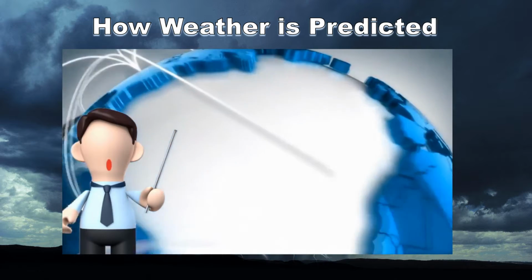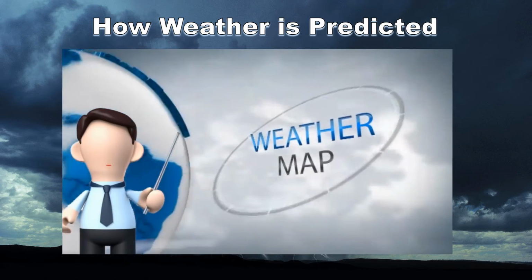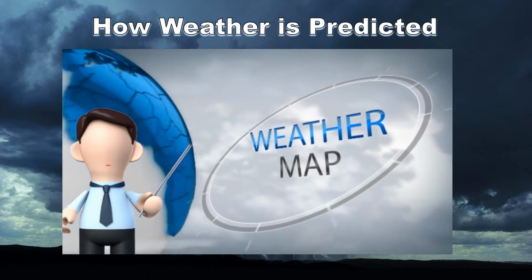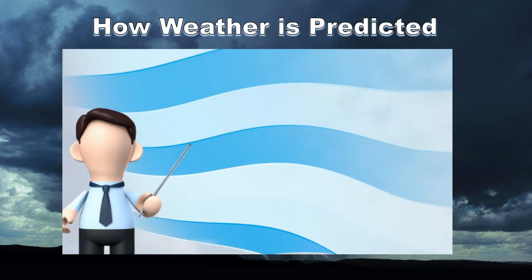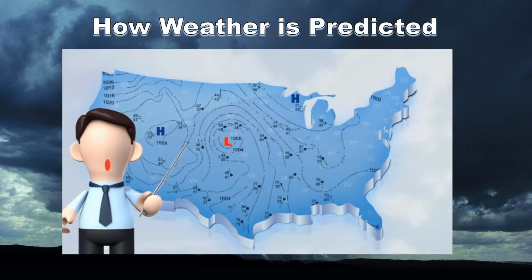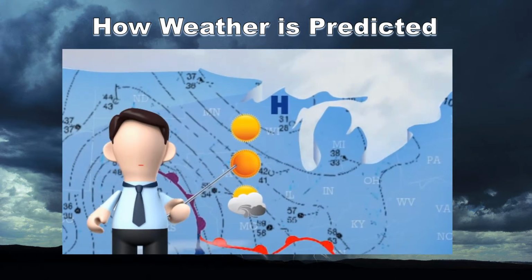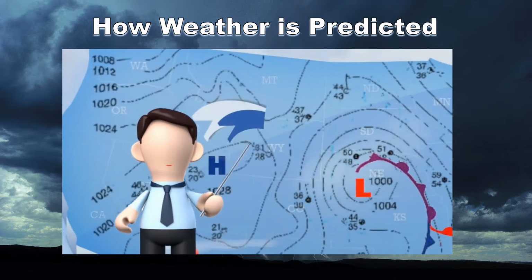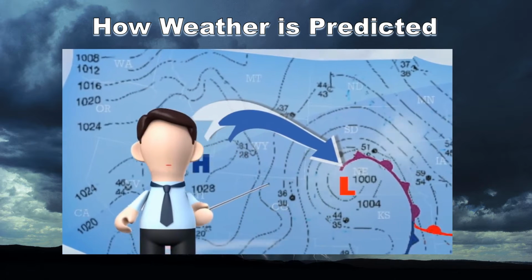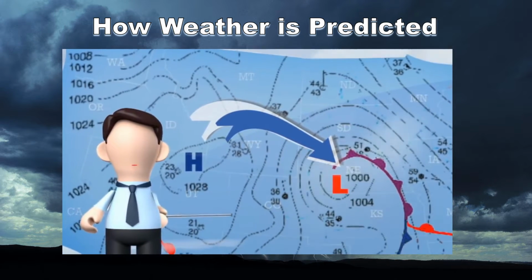A map is shown with a bunch of H's, L's, and lines on it. What does all this mean? Well, the H's represent an area of higher air pressure. Higher air pressure is generally associated with fair or good weather. Air is moving in a clockwise fashion away from the high pressure.